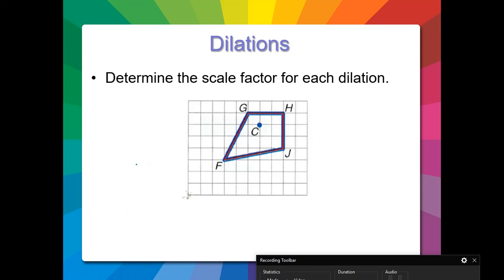For this image, this is a congruence transformation. We didn't enlarge it and we didn't shrink it. So if we set up the comparison on this horizontal length, G to H, it's still 3 to 3. It's got a scale factor of 1. And all congruence transformations have a scale factor of 1.